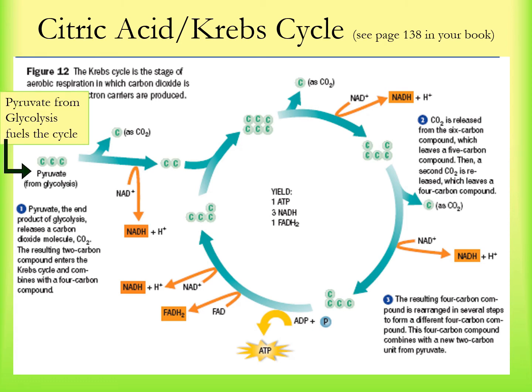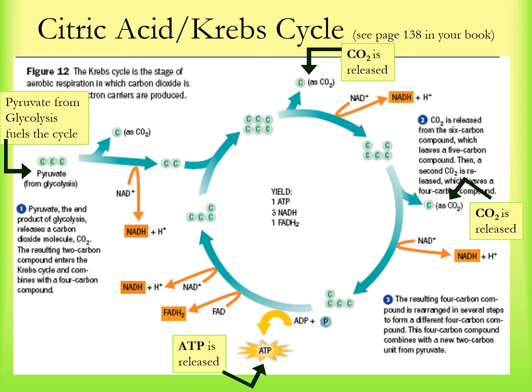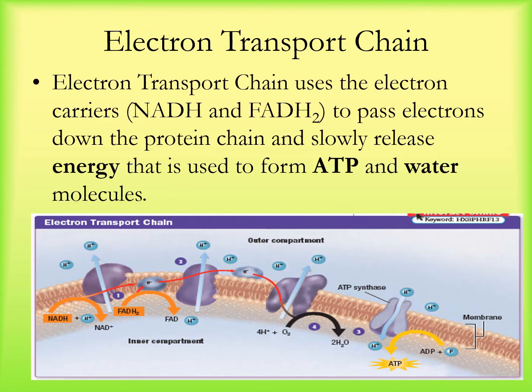Pyruvate from glycolysis fuels the cycle now under the Krebs cycle or citric acid cycle. Carbon dioxide is released. The carbon dioxide again is released from the second, and ATP now is being released. So that is the byproduct. NADH and FADH2 are released. The third cycle, we have the electron transport chain, wherein the electron transport chain uses the electron carriers. So this is happening still in the mitochondria matrix.